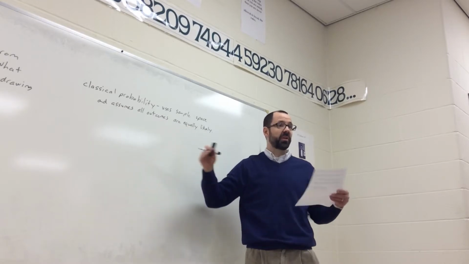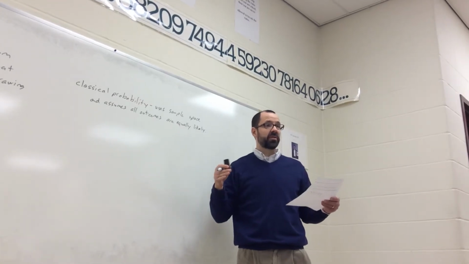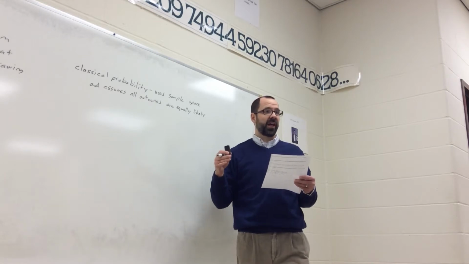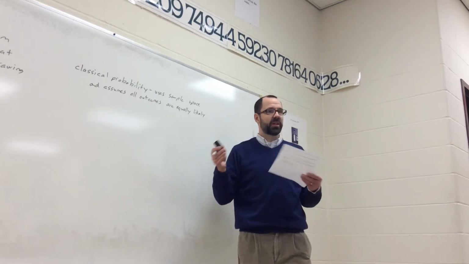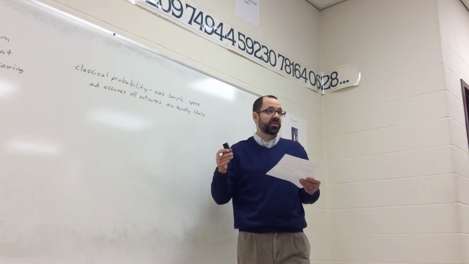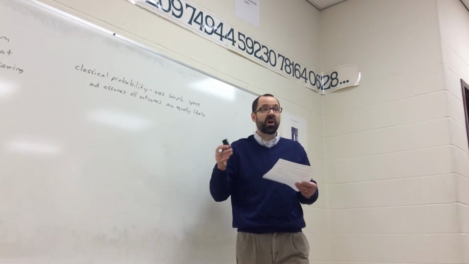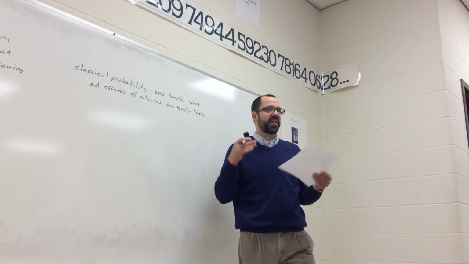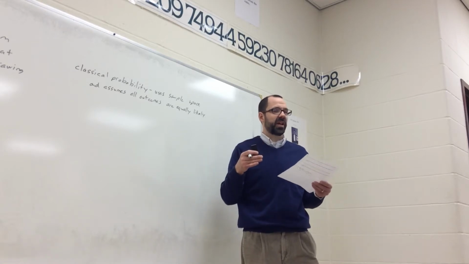So for example, when you flip a coin, there's 2 things in the sample space. You can get heads or tails. And usually we say it's equally likely to get heads and tails. So we just say the chances of getting tails is 1 out of 2. That's classical probability. We're just thinking about it and theoretically saying it's a 50-50 chance.